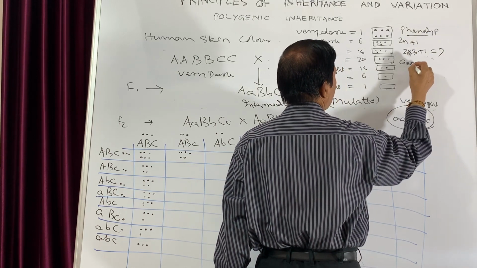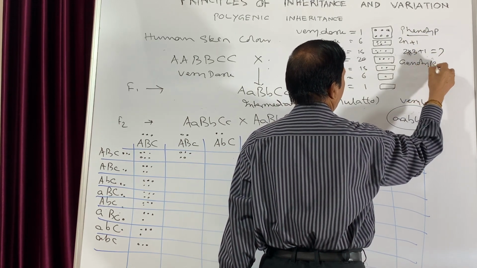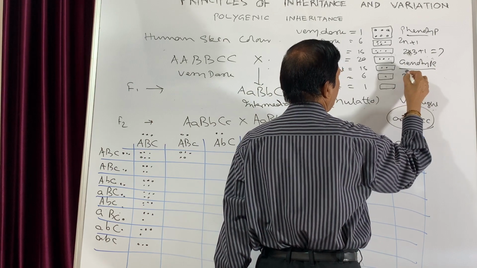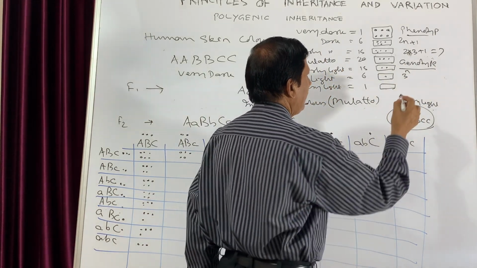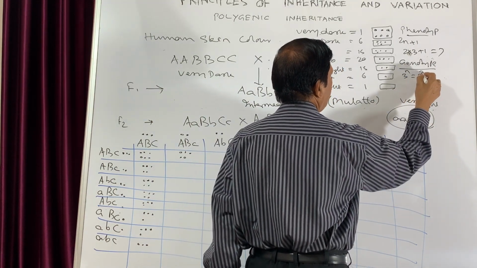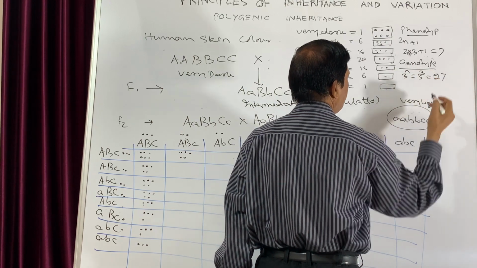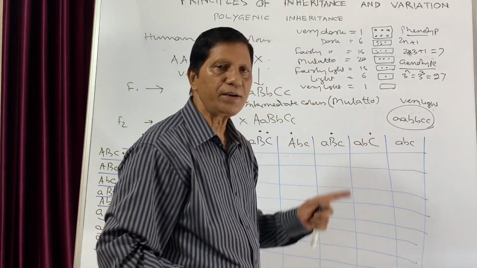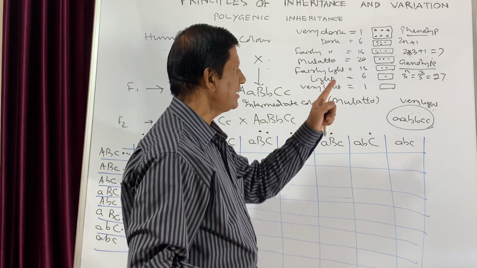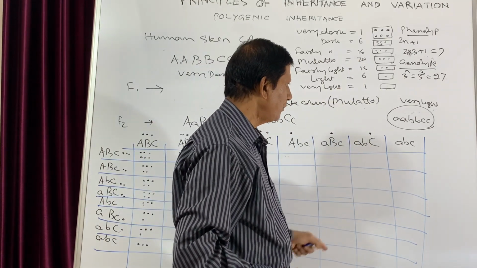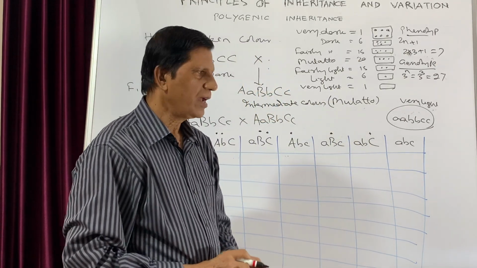Now if you come to the genotype, how many genotypes? 3 to the power n. And here it is 3 to the power 3, meaning 27. That means 27 types of genotypes and 7 types of phenotypes will usually be obtained.